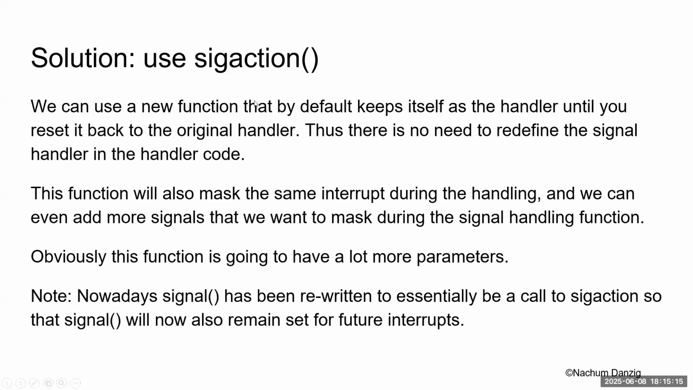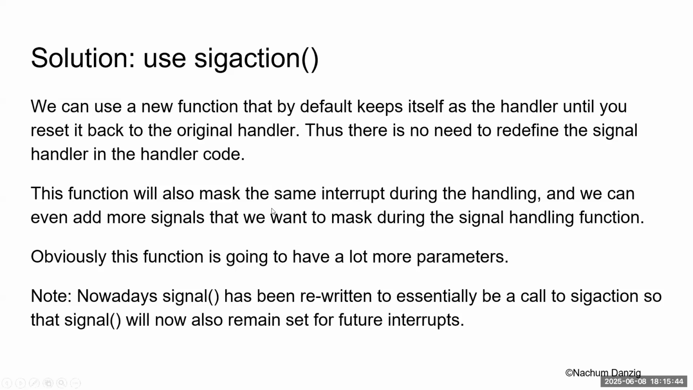We can use a new function that by default keeps itself as the handler forever until you reset it back to the original handler. So there's no need to redefine the signal handler in the handler itself. And in fact, I think that signal actually just calls sigaction, and that's why it works that way nowadays. Of course, it's only by default. You could still tell sigaction, no, I want this to happen one time.